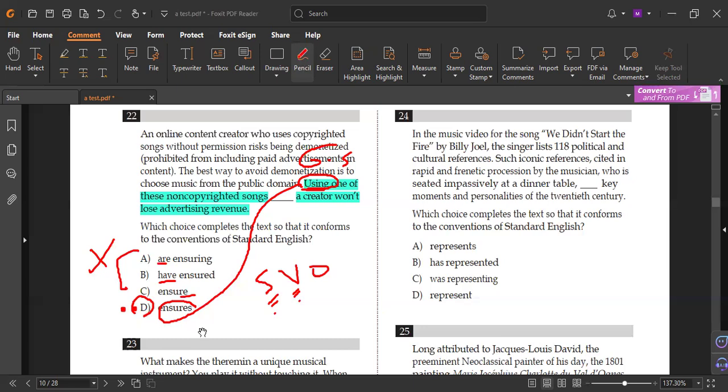D. Represent. So are you sure or uncertain? I know. Now ask yourself what or who represent key moments and the personalities of the 20th century. The iconic references. So such iconic references, and this is plural, and this must be plural. That is great.